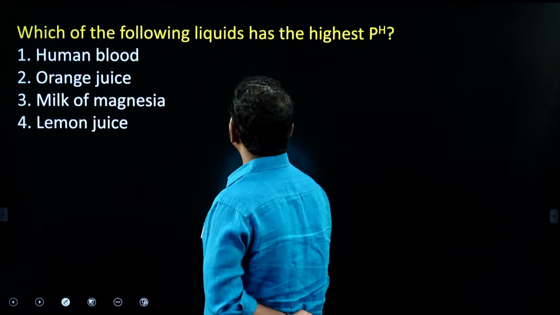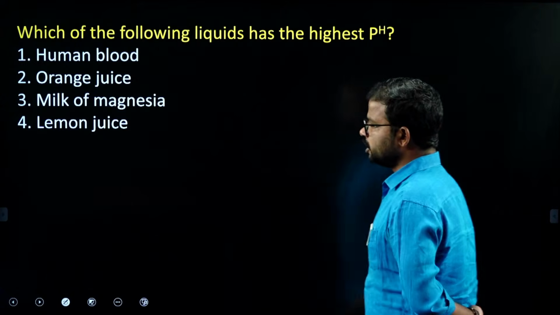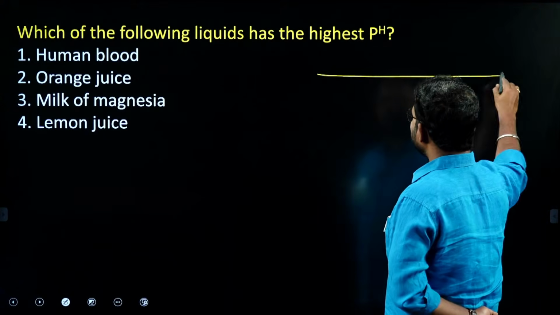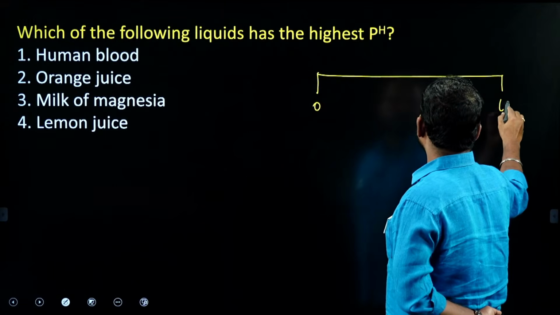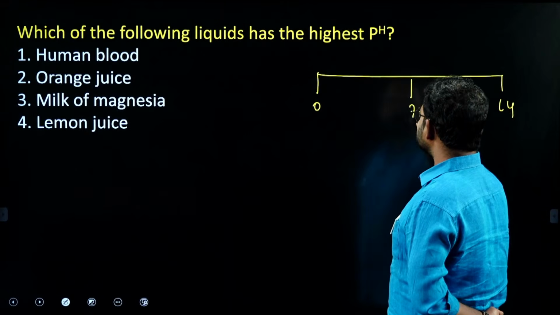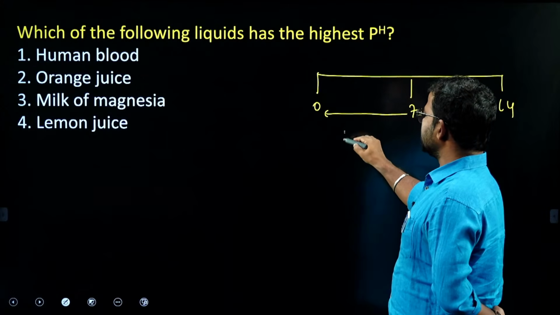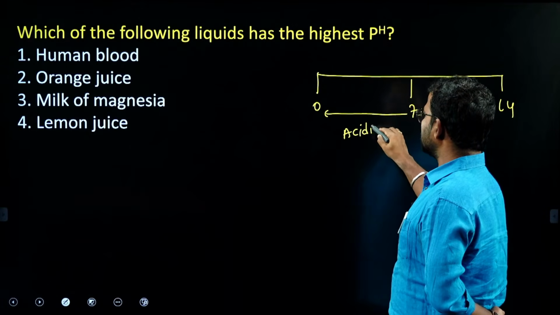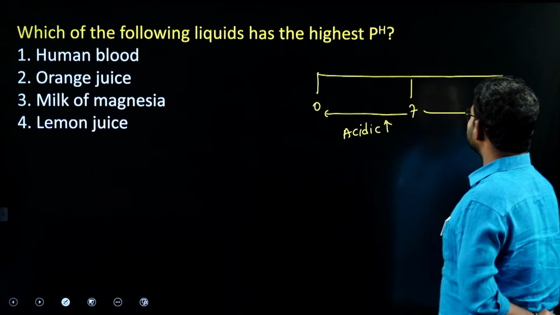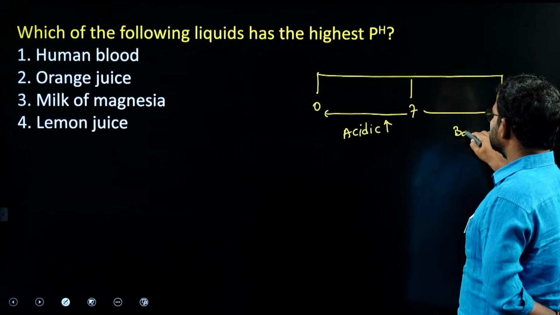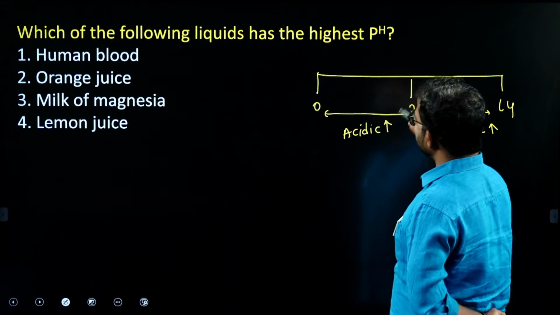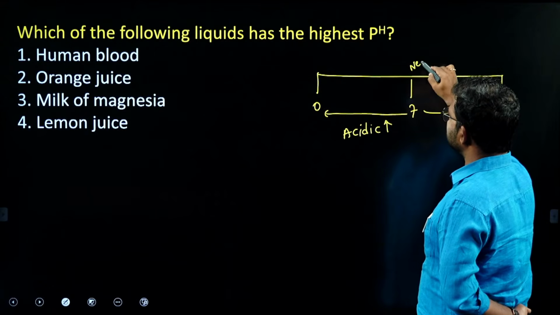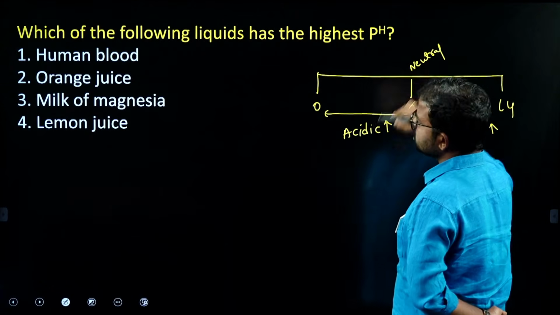Which of the following liquids has the highest pH value? If you consider the pH scale, the values lie between 0 to 14. Here the mean value is 7. From 7 to 0, acidic nature increases. From 7 to 14, basic nature increases. If the value is exactly 7, that is considered neutral.